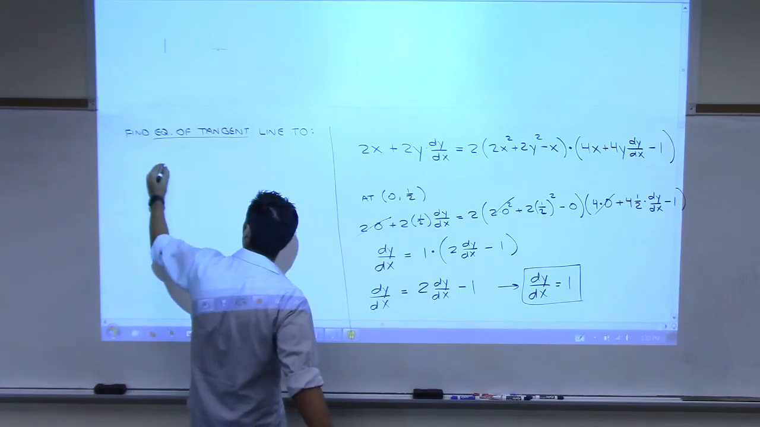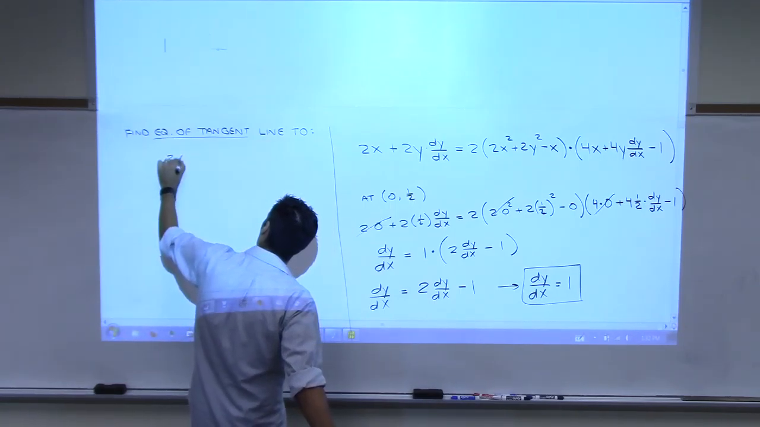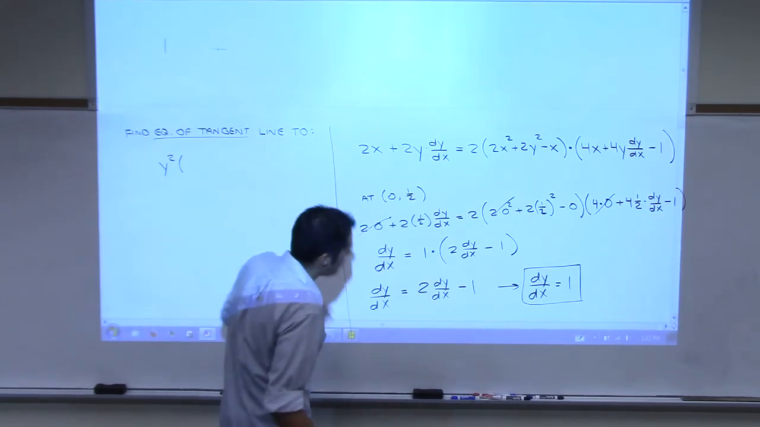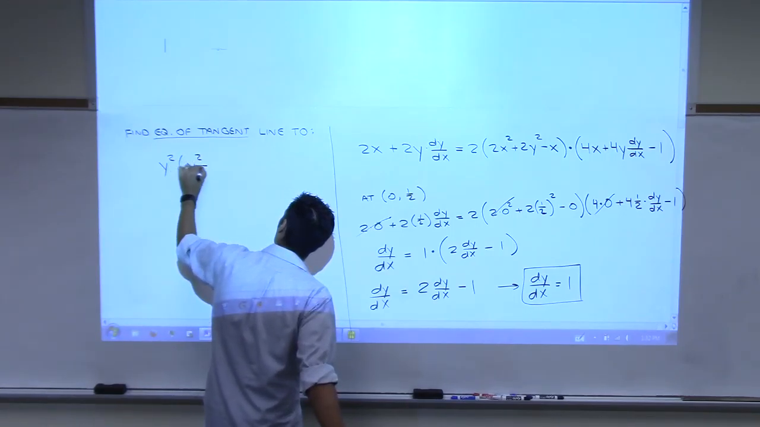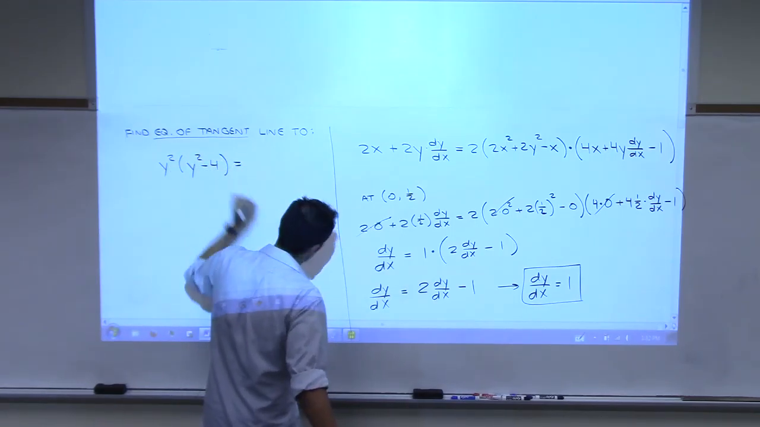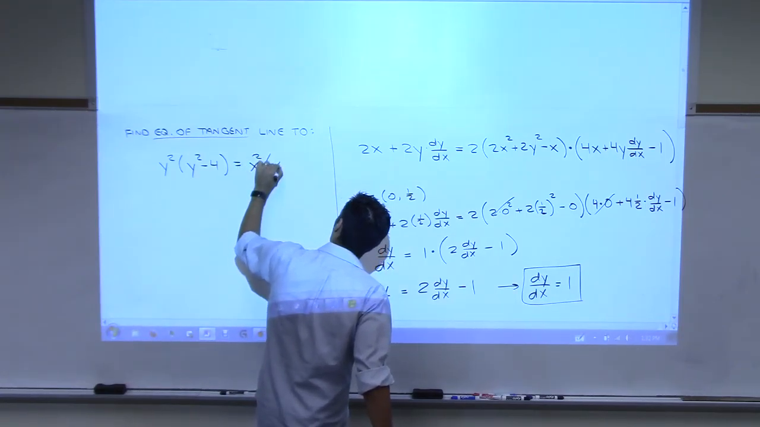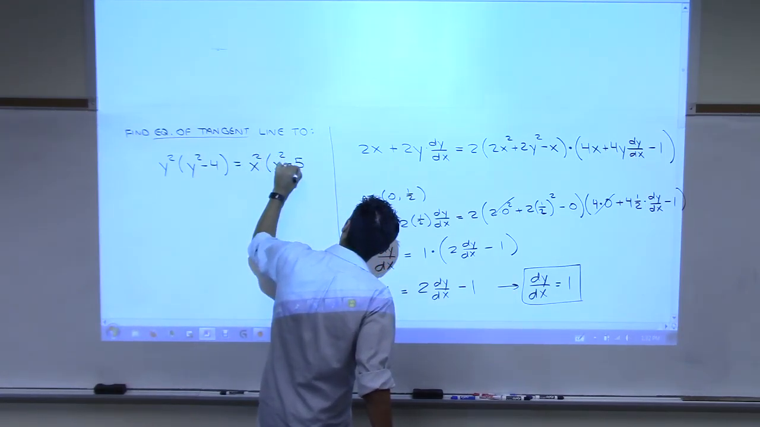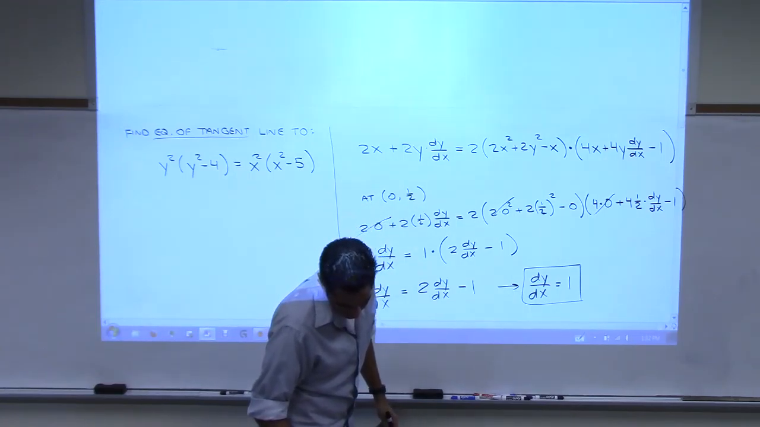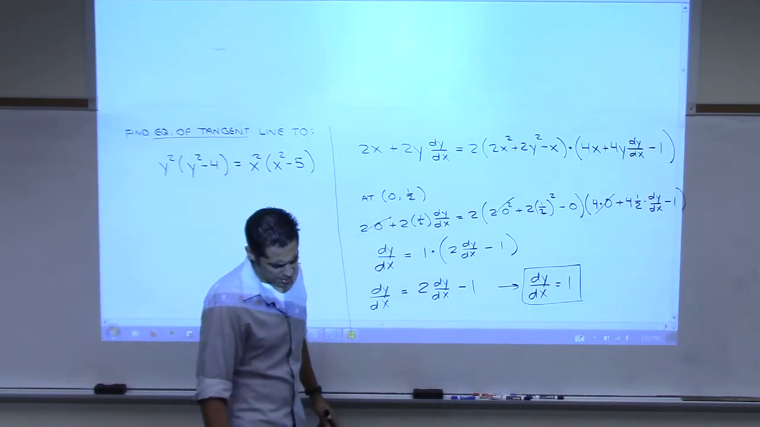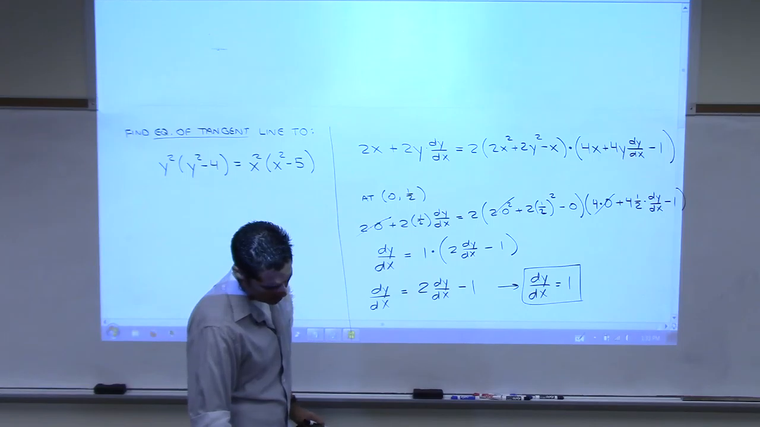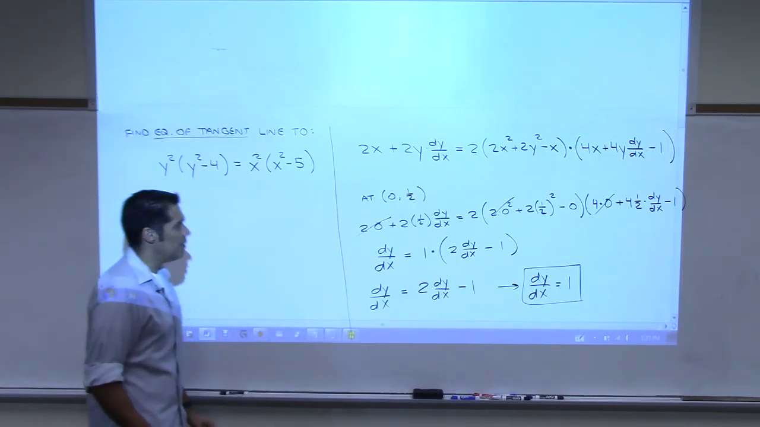Okay, y squared times y squared minus 4 equals x squared times x squared minus 5. This is in the homework, but this is a different one, I don't think I assigned this number. But it's in the exercises.